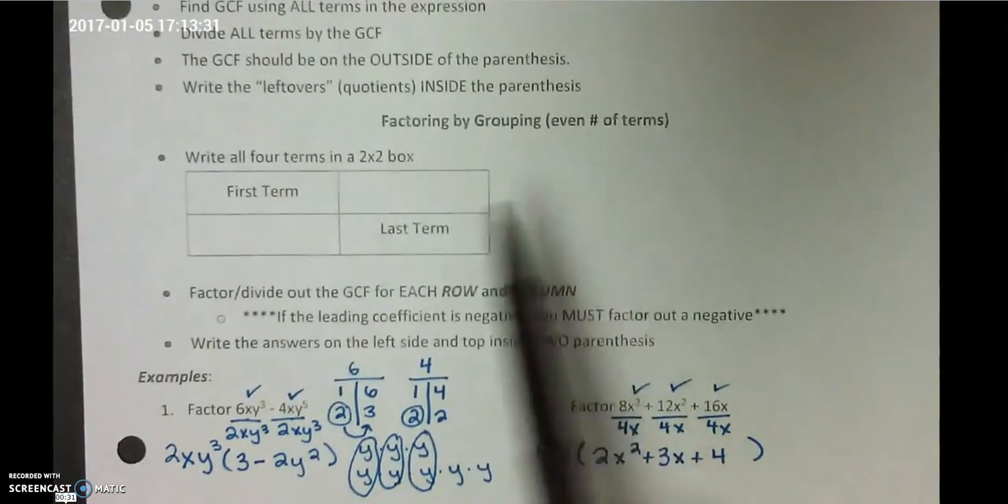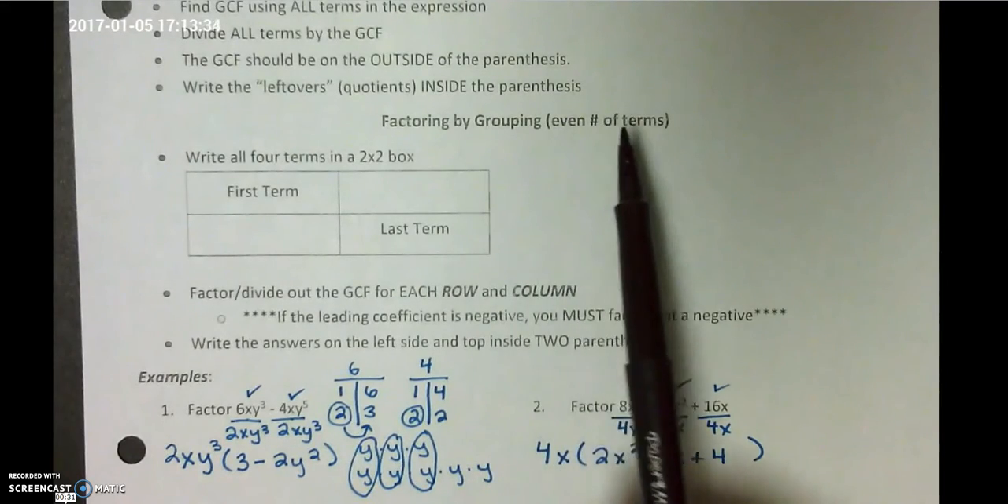So that's exactly how we use the box method by factoring by grouping with an even number of terms.